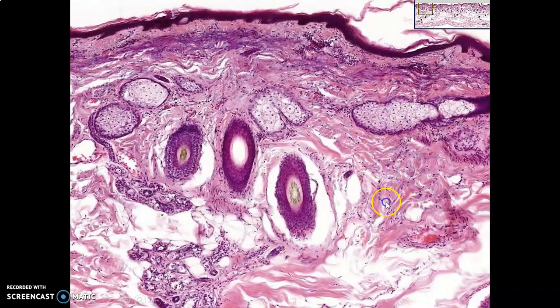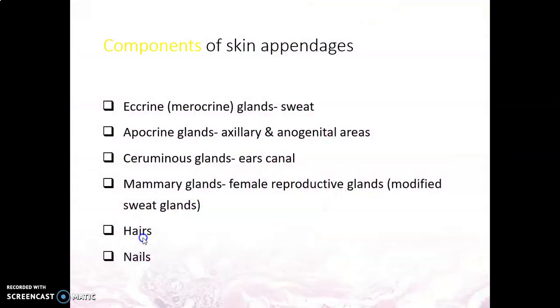You can appreciate fibroblasts and collagen fibers. You can appreciate the sweat glands here. And then you also have neurovascular structures that are within the dermis. So what are the components of the skin appendages?